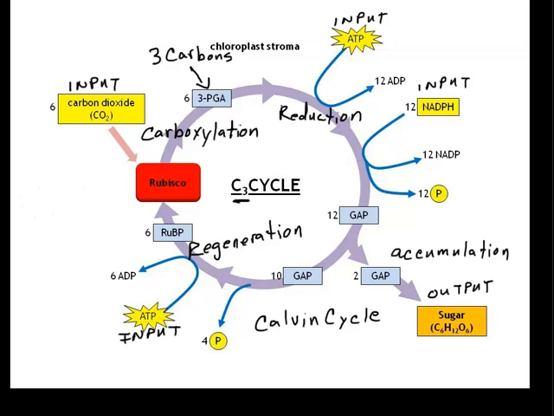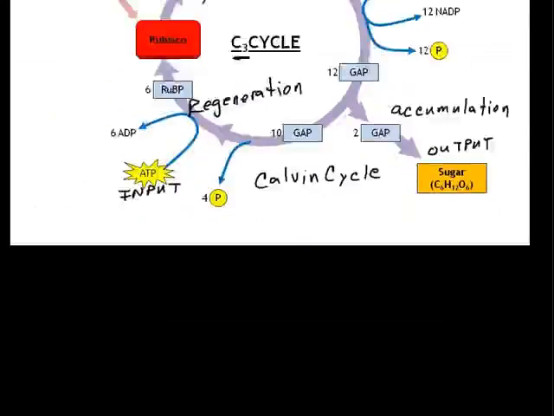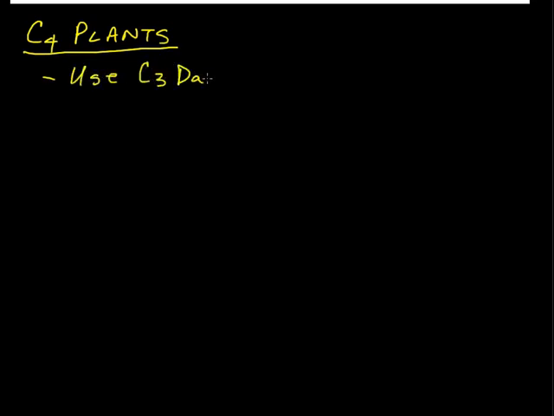The big difference is it includes this entire process, the C3 cycle, but it has an additional group of steps, let's say, that precedes this part of the dark reactions, and it makes it more efficient in certain situations. And so when we talk about plants that use C4 photosynthesis, or we call them C4 plants, C4 plants use C3 type dark reactions. And so they have Rubisco and all those other things that we've talked about before.